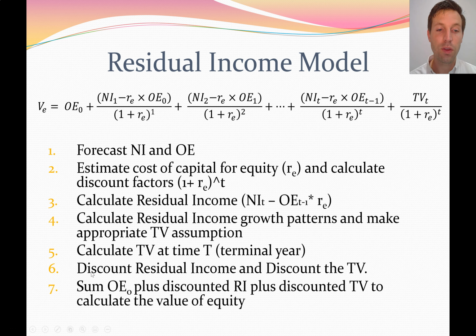Step six, you then discount the residual income. That means the residual income that we've calculated up here, we then divide through and do the present value calculation for each of those, okay, including present value in the terminal value. We then add up each of those discounted residual income numbers plus the original owner's equity, and that will give us the value of a firm's equity.